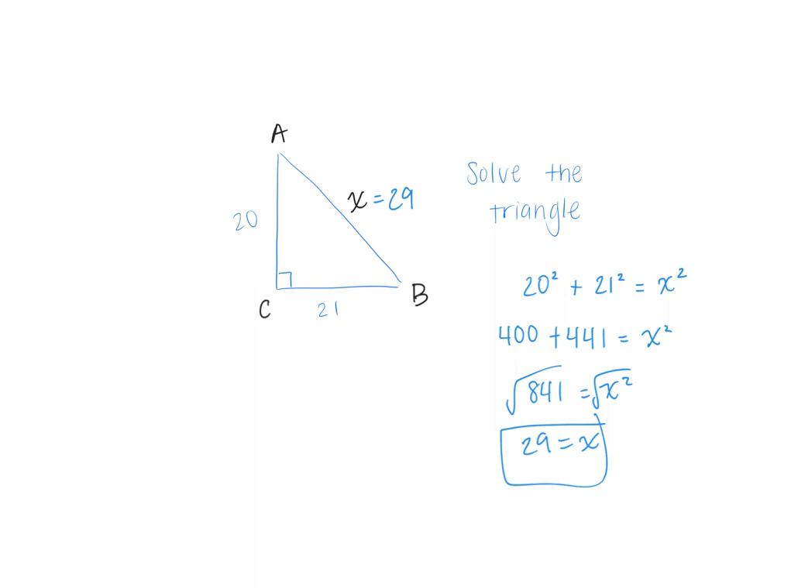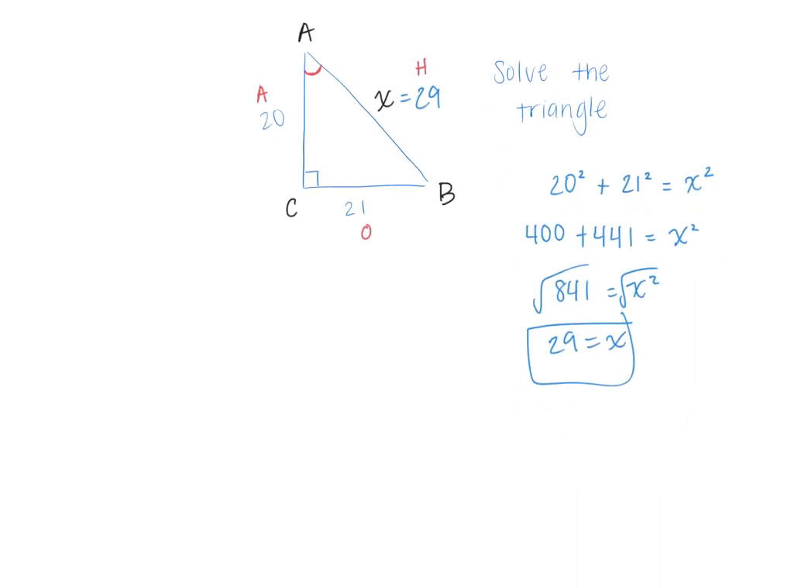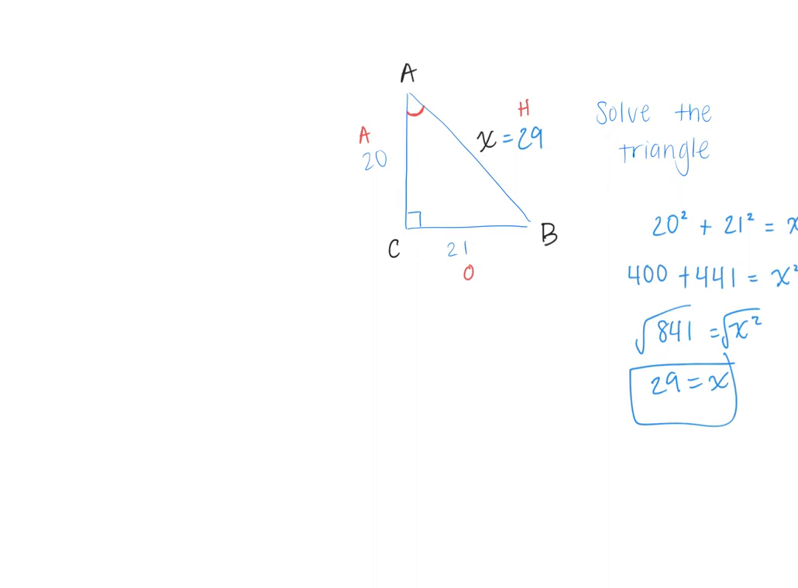Okay, now we have to figure out A and B. But those are easy. We just need to set up a trig function, okay? So let's look at angle A. If we're looking at angle A, 21 becomes our opposite side because it lies opposite our angle. 20 becomes the adjacent leg, and 29 will always be our hypotenuse no matter which angle we're using. So we can use any of the three trig functions for the sake of this problem. Let's use tangent because 21 and 20 were already given.